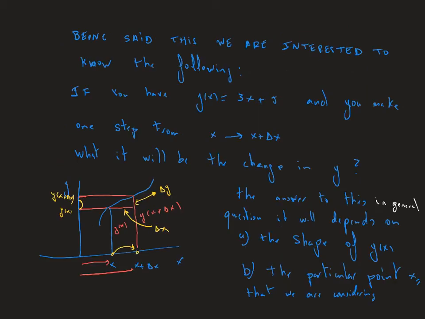That says something. So, being said this, we are interested to know the following. Suppose that we have a function like this one, a rectilinear line. And we want to know, if x changes by delta x, how will delta y change? So if x changes from x to x plus delta x, what will happen to delta y? And the game with delta x is like this.